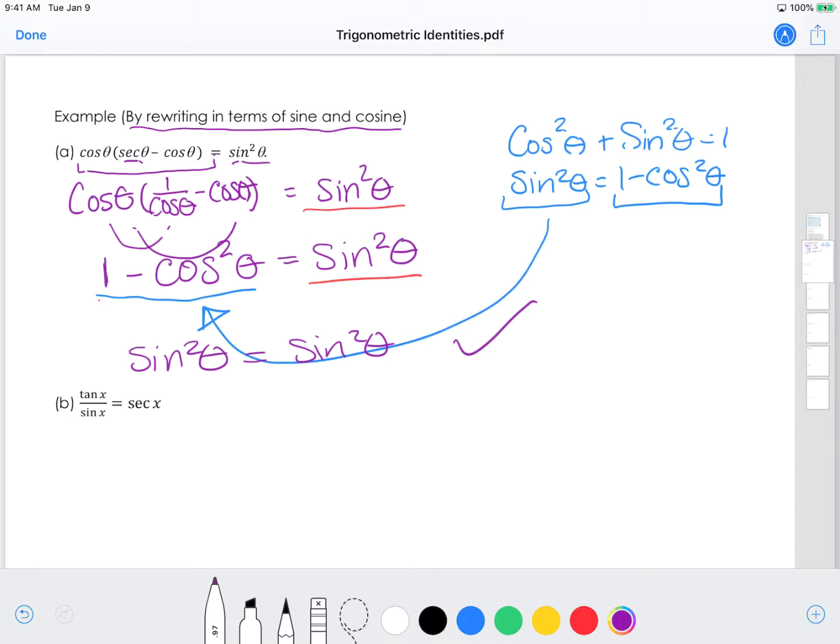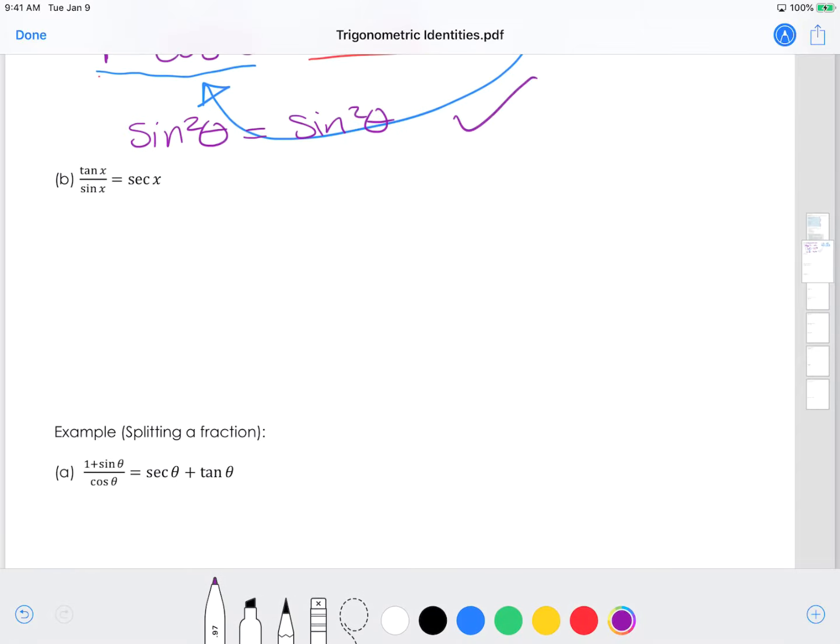Okay, the next example, again, there may be more than one technique to these, but right now I'm showing you how to use or write your expressions in terms of sine and cosine. So I am going to rewrite tangent in terms of sine and cosine.